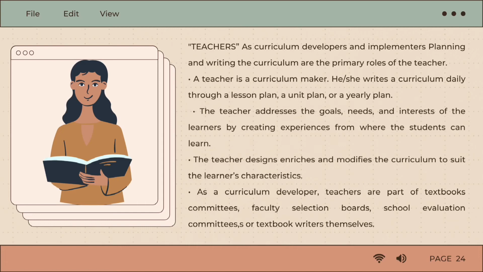Next is teachers as curriculum developers and implementers. Planning and writing the curriculum are the primary roles of the teacher.